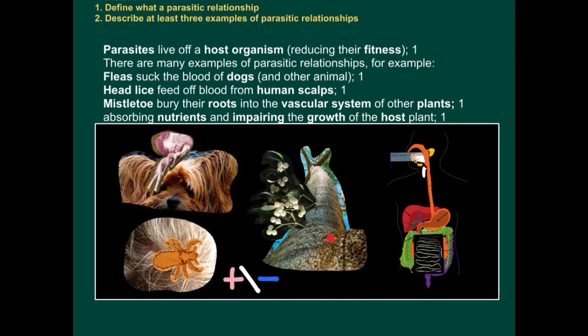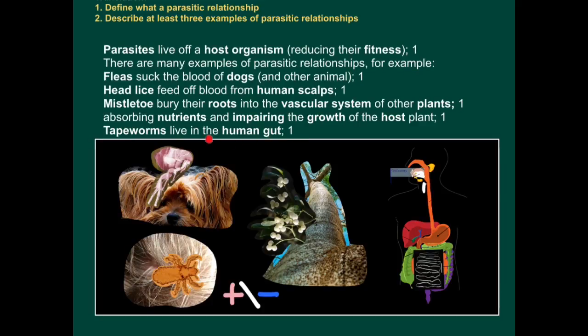So you can see they drill their roots through and tap into the xylem and phloem, absorbing nutrients and impairing the growth of the host plant. So because they're basically stealing the nutrients, there's less nutrients for the host plant to grow. So their growth is stunted, it's impaired, it's slowed down.